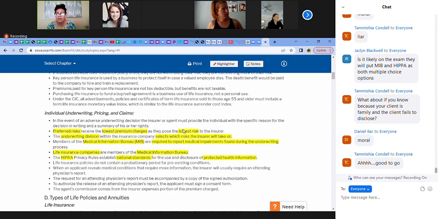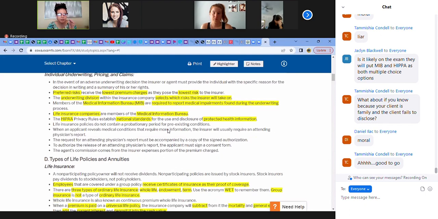Now, they could have easily declined me, but instead of declining me, they just rated me higher and made me pay more money. So understand, you got preferred, standard, and substandard. And just know preferred is the cheapest, substandard is the most expensive, and average is the normal amount that someone would pay for that. All right.